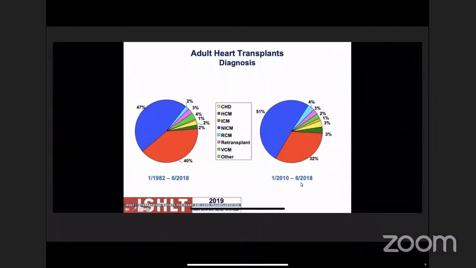Here we can see the statistics from 1982 to 2018. The majority of the cases were non-ischemic cardiomyopathy, and around 40% were ischemic cardiomyopathy. The remaining percentage is for other reasons, like congenital heart disease and hypertrophic cardiomyopathy. In the last 10 years, minor changes actually decreased the number of ischemic cardiomyopathy as a cause and increased non-ischemic cardiomyopathy.